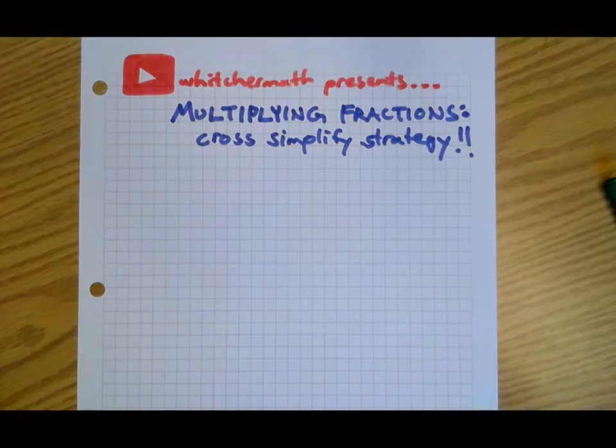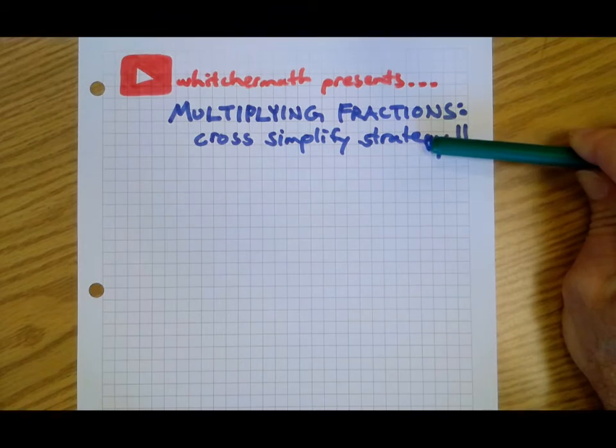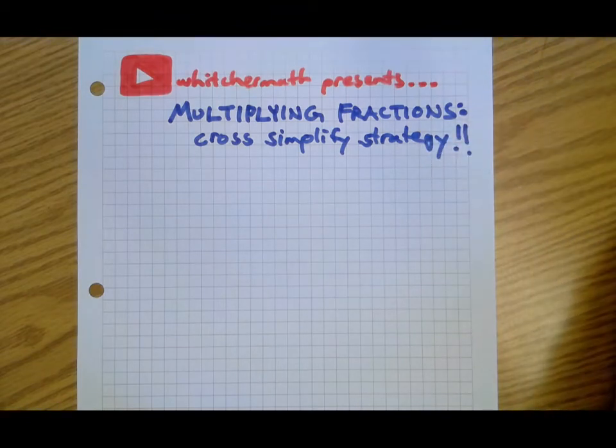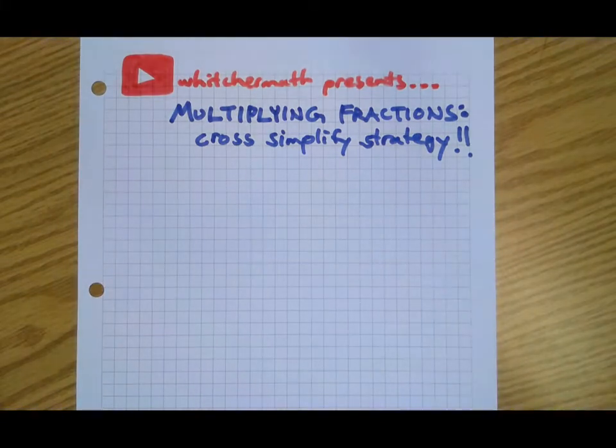I'm going to get very specific today. We're just going to work on a strategy that came up in class, and I wanted to share it with all of you out there in YouTube land. We're multiplying fractions. That's what I'm teaching in class right now, and this idea of simplifying gets kind of ugly.